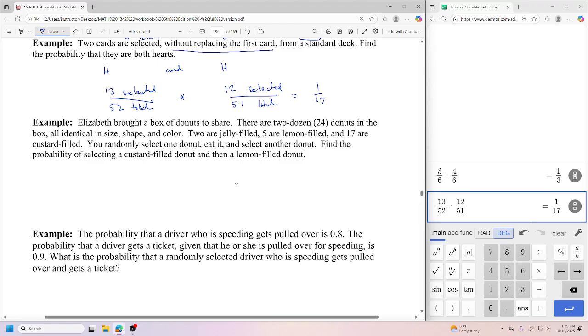So Elizabeth bought a box of donuts. Oh, that's so nice. There are 2 dozen donuts. They all look the same. 2 are jelly filled, 5 lemon, and 17 custard. You select one donut, you eat it, and then you select another donut. What's the probability of a custard and then a lemon? So you've got a big old box of donuts here. How many custards do I have? What do y'all think? 17 custards out of a total of... Perfect. Thank you for your feedback.